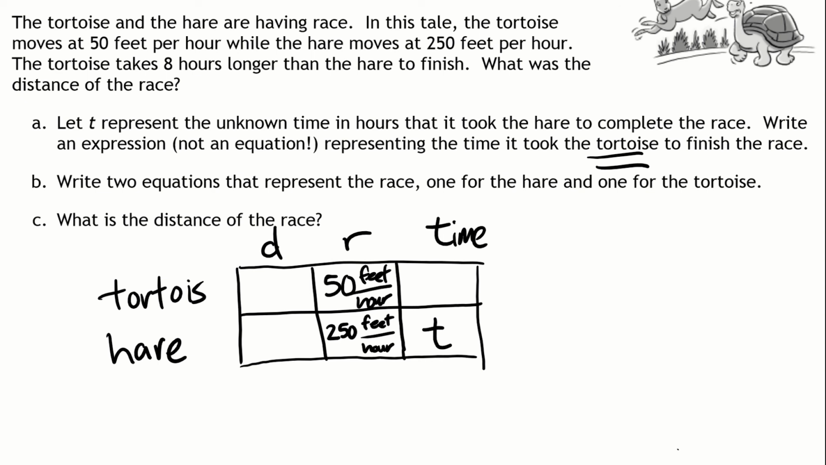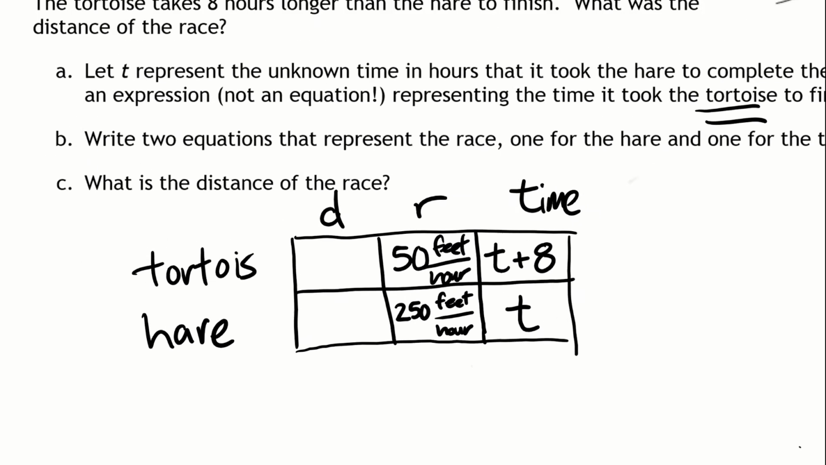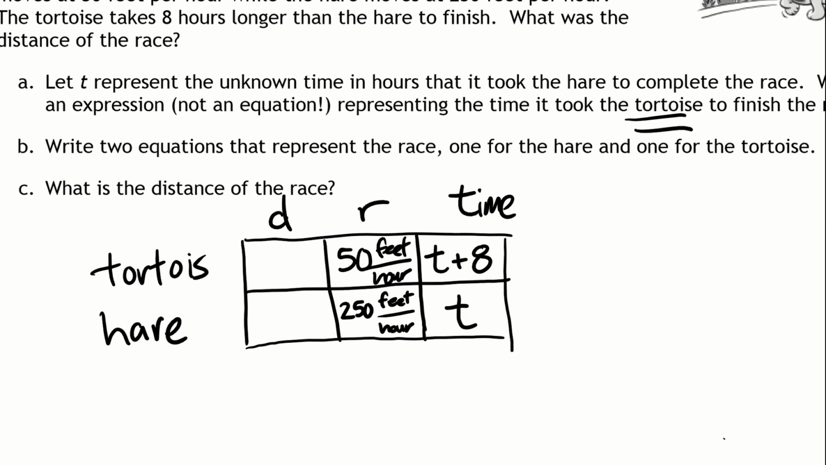And then in question A, it says write an expression, not an equation, representing the time it took the tortoise to finish the race. Well, it says that the tortoise takes 8 hours longer than the hare. So if the hare takes t hours, the tortoise is going to take 8 more than that. So t plus 8, right? 8 more than t. Now, the thing about this problem is that the distance they're traveling is the same. It's a race, and it's not like the trike races where someone had a head start, so the race is the same length for both the tortoise and the hare. So I could just put a D for both of these.